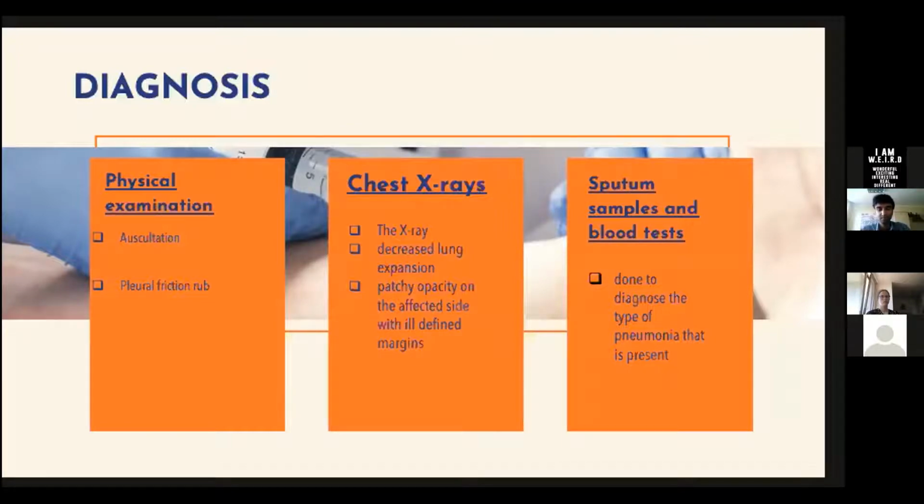This is usually done to confirm the diagnosis. The sputum samples and the blood tests are done to diagnose the type of pneumonia that is present. Sputum test is done to determine whether it is fungal or bacterial pneumonia, or to examine the white blood cell count. This can also be used to indicate the severity of pneumonia as well as to determine whether it's a viral or bacterial infection. If it was a bacterial infection, it would result in a blood count that has an increased amount of neutrophils. A blood count that has an increased amount of lymphocytes would indicate a viral infection.